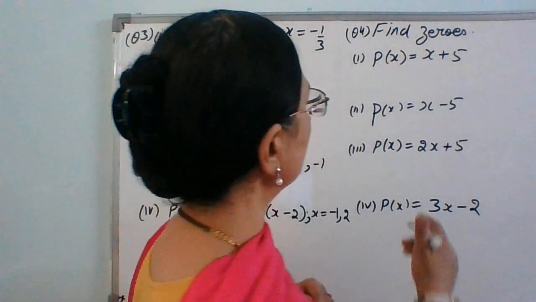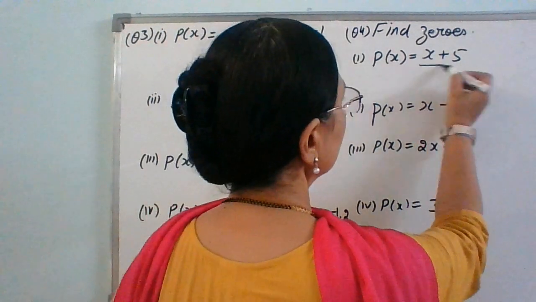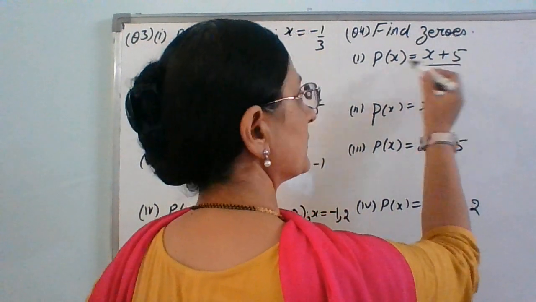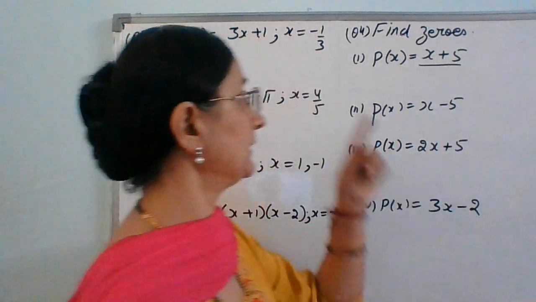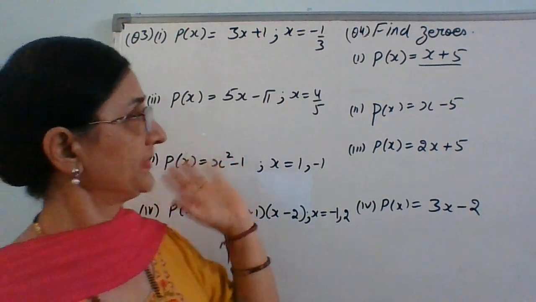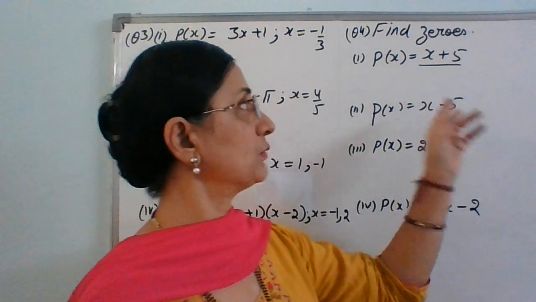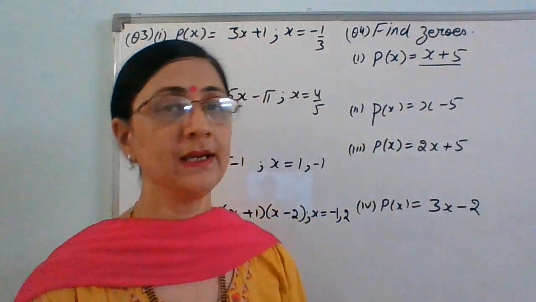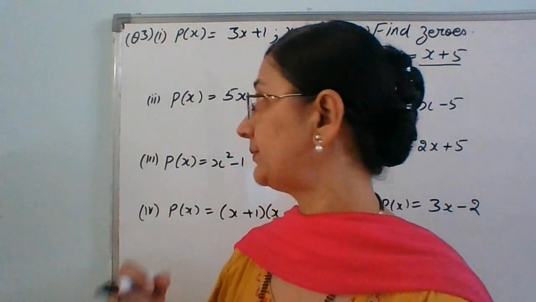And in question number 4, we have to find the zeros. We have to find the zeros means we have to find the value of x which makes the whole polynomial zero. Here we had to check. We were having the value of x, but we were supposed to check. Here we have to find the zeros. We have to find the zeros means the polynomial has to be zero here. Now let us do this one.